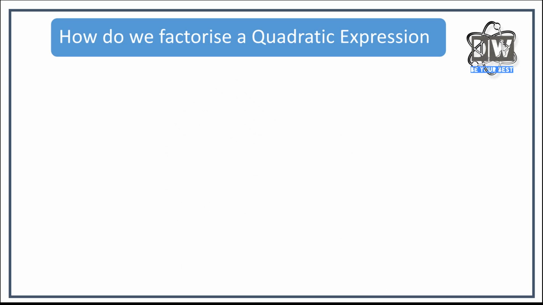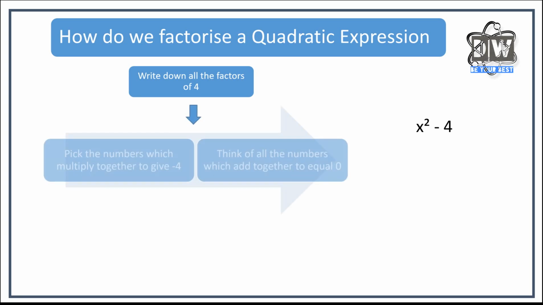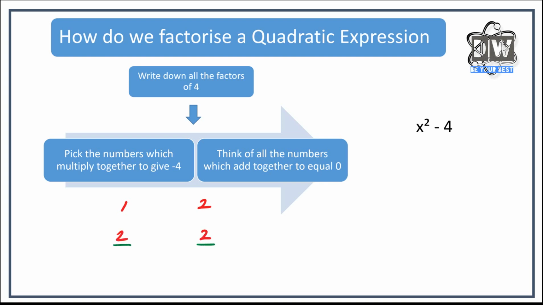It's exactly the same process as we've done before. We write down all the factors of 4 as a starting point, and then we pick the numbers that multiply together to give us minus 4 and add together to give us 0. So in reality, we can cut to the chase. What's the square root of 4 is the question we should be asking here. The square root of 4 is 2. 2 times 2 is 4. Those are the numbers you're going to use.